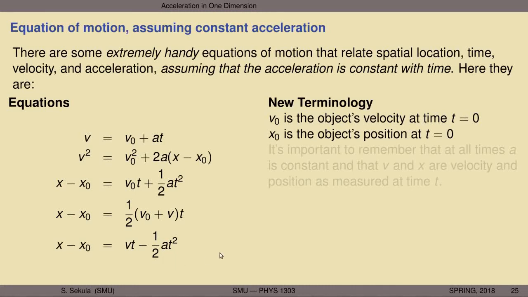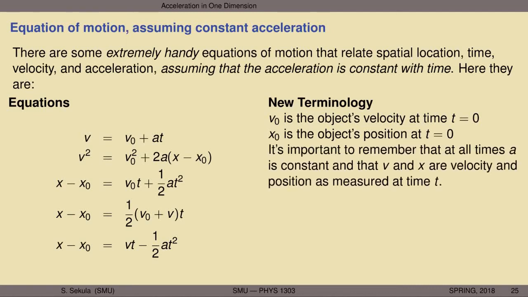Anyway, you'll have lots of opportunities to practice this beginning in class, more so on the homework to give you some level of mastery, and of course we will use and reuse these equations throughout the entire course to relate space, time, velocity, and acceleration, assuming that the acceleration is constant with time. And that's what I want to emphasize here at the end of this part of the lecture. It's important to remember that at all times, the acceleration a is constant, and the velocity v and the displacement x are the velocity and position as measured at time t.